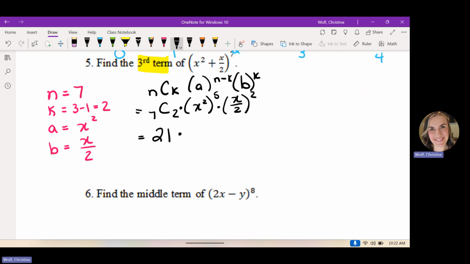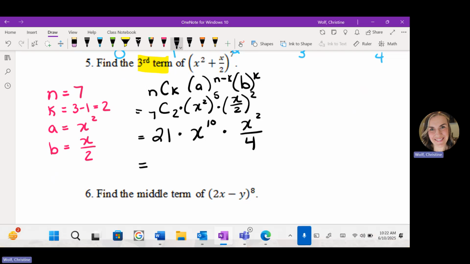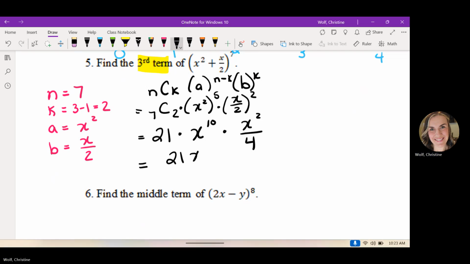What is x squared to the power of 5 equal to? X to the power of 10. You multiply those together. And then when you're squaring a fraction, don't panic. You just square each piece, top and bottom. So x squared over 4. Okay. So now I can see up top, I have a 21, x to the 12, 10 plus 2, yeah, all over 4. Done. That's what the term would be. You can't reduce 21 over 4. That's done.